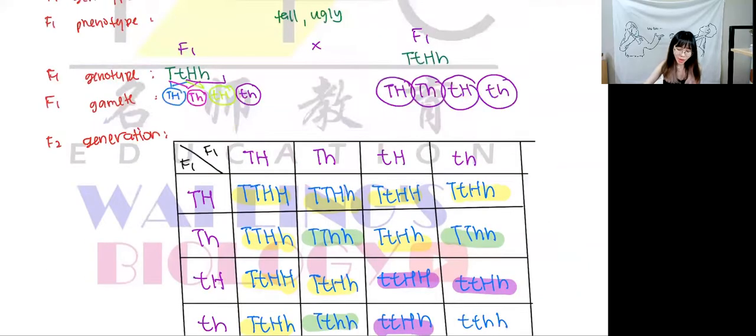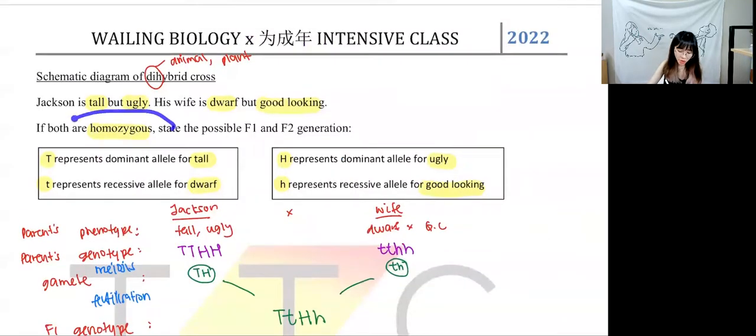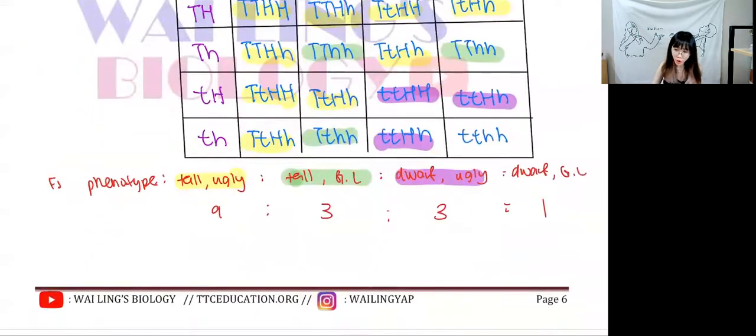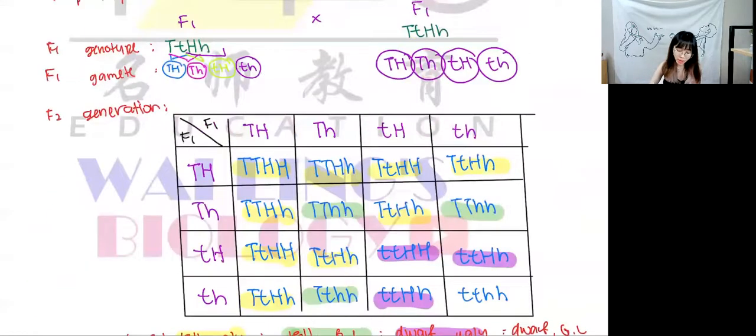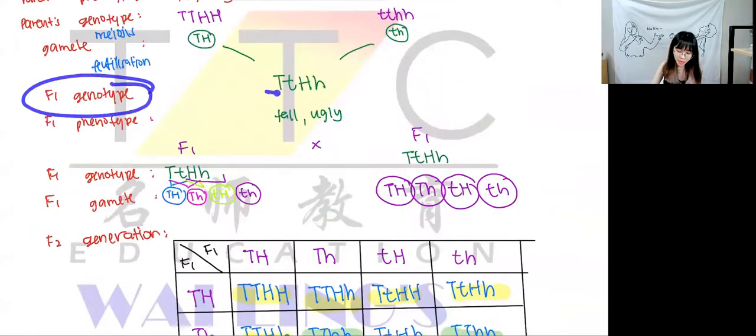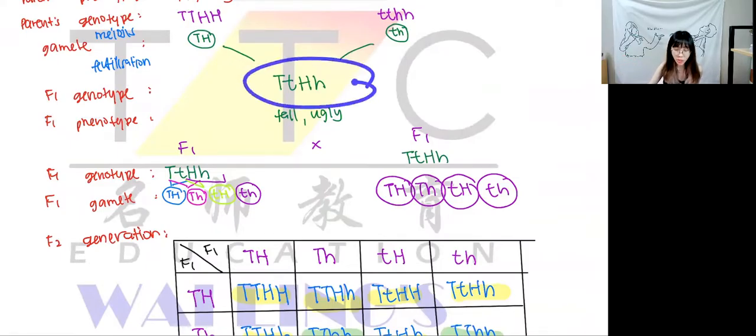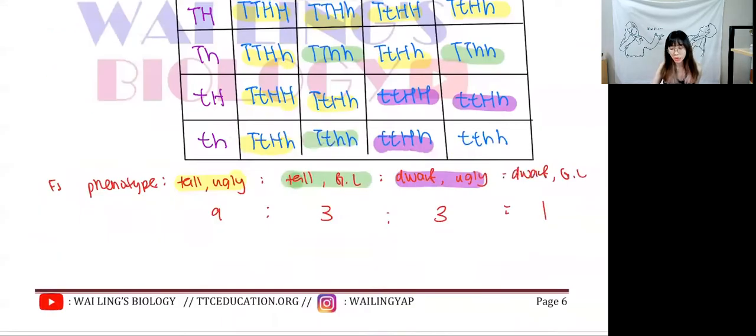Number 1, when the question says both parents are homozygous, the answer is confirmed to be 9331. When I know the F1 genotype is this combination, capital and small alphabet, capital and small alphabet, the answer is 9331. So it's a fixed answer. Most of the time it's 9331. If you don't trust me, you can try a lot of state papers, then you will understand what I'm trying to say. Most of the answers are 9331.